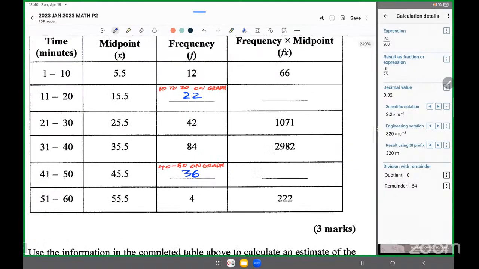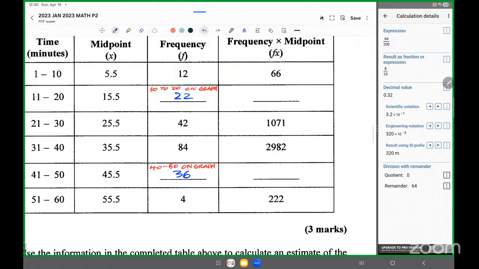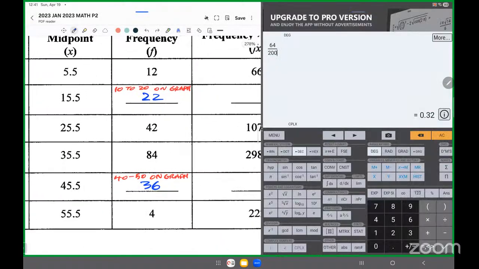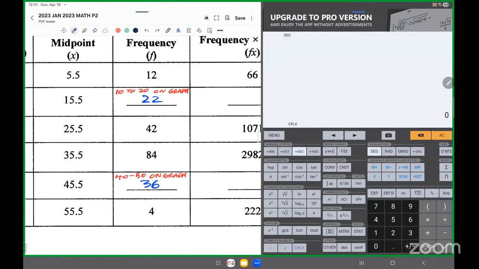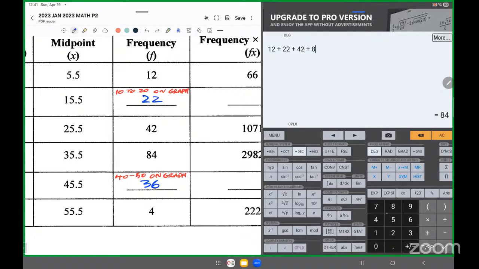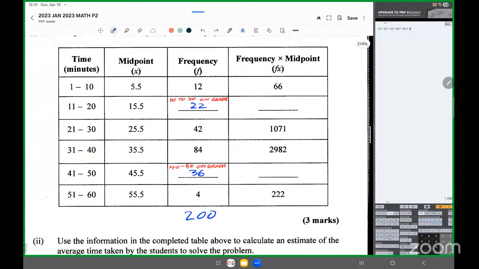What we can do is make sure by adding up all these values that it must come to 200, so we can make sure the values we wrote down are correct. Let's add them up. It's 12 plus 22 plus 42 plus 84 plus 36 plus 4. Good, 200. So you can have confidence that those values are correct, because the total is what it's supposed to be. So we can complete the table now.